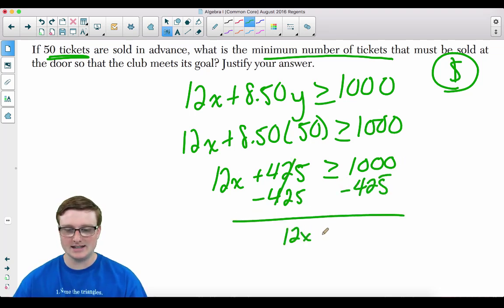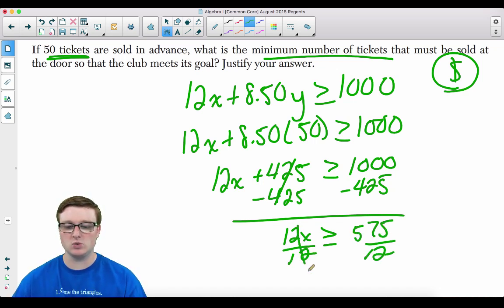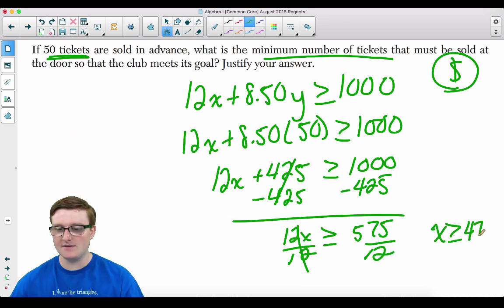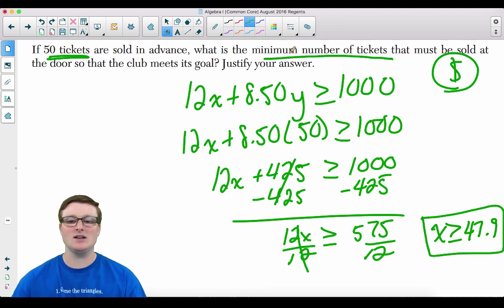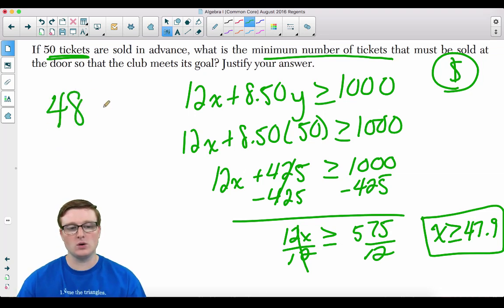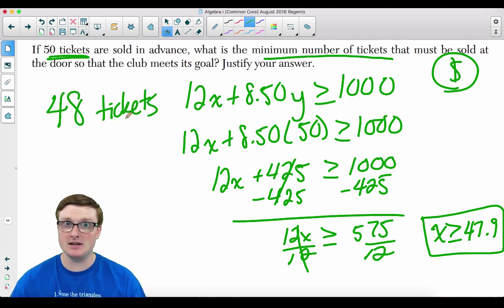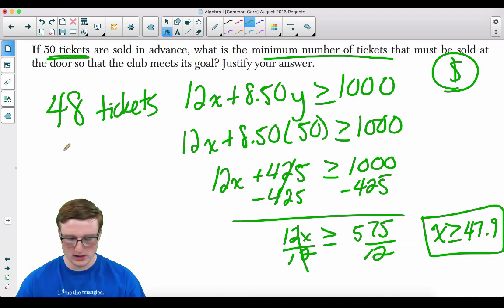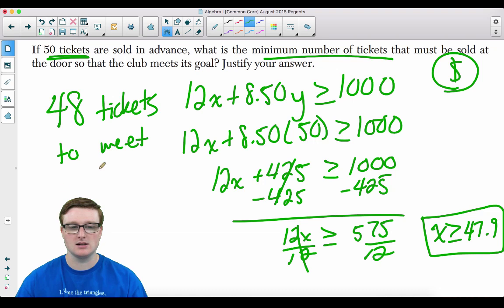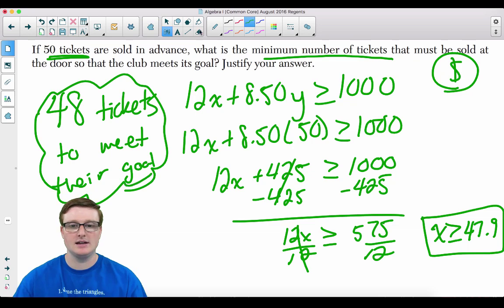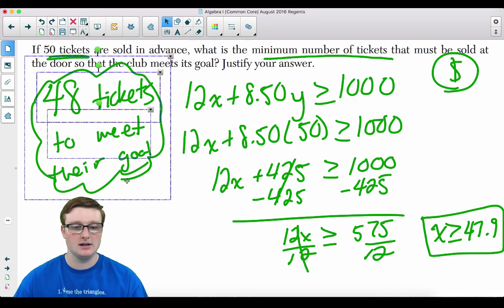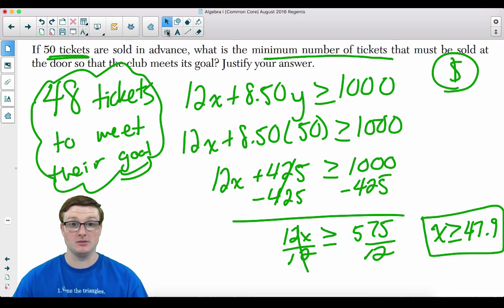Okay, we got 12x has to be greater than or equal to 575. And last but not least, we're going to divide by 12. And then we get x must be greater than or equal to 47.9. Now, it's saying what's the minimum number of tickets. In order for them to achieve their goal, they must sell 48 tickets. It can't be 47 because that's not enough. They must sell 48 tickets to meet their goal. And that is your answer, ladies and gents. That's how you solve that problem.